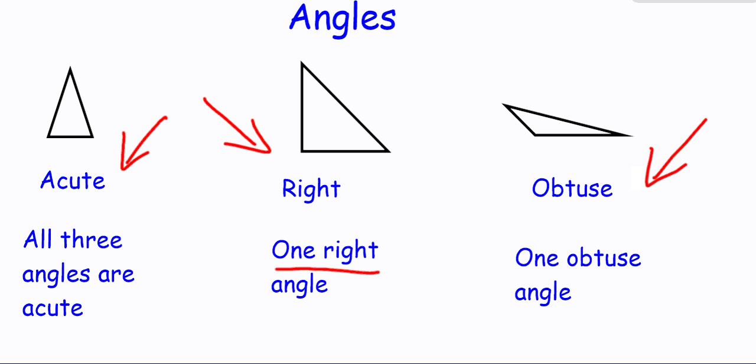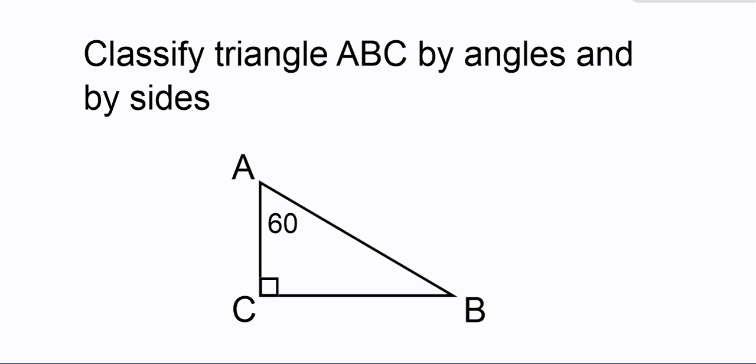So in the end, as we look at triangles, we can talk about how triangles can be classified in two different ways. So one way, well, let's do it right here. Let's classify this triangle. It says classify triangle ABC by angles and by sides. Well, go ahead. You do it. Figure it out. What is the classification? What would we call it by its angles? What would we call it by its sides?